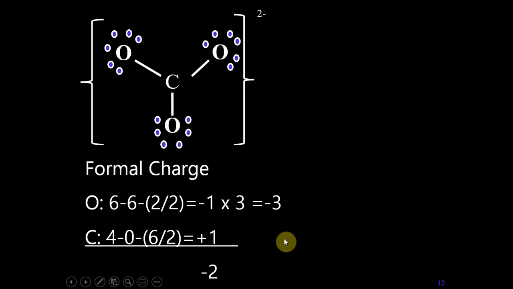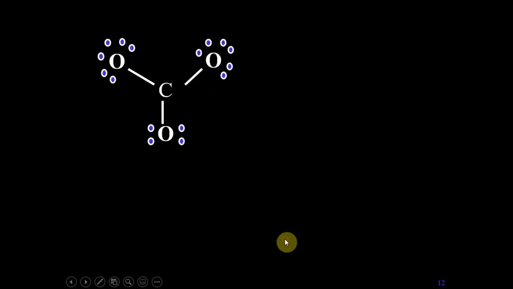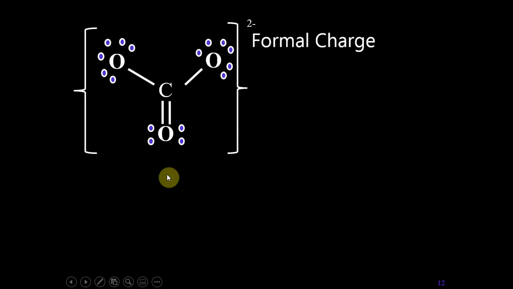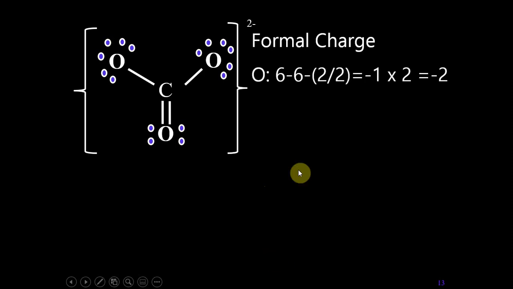All right, so let's take a look at this form, where we take a pair of electrons from one of the oxygens and move it in between a carbon and an oxygen and create the double bond. And let's figure out the formal charge for this one. All right, for the oxygens, we get 6 minus 6 minus 2 over 2 again, which is a minus 1, but this time there's only 2 of those, so that gives us a minus 2.